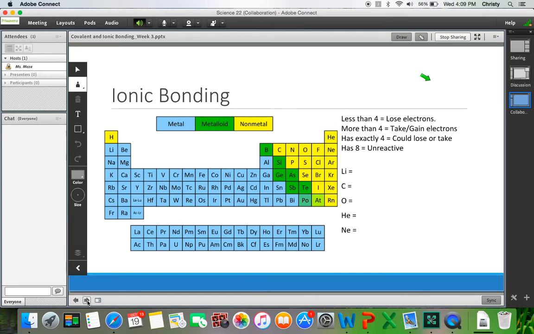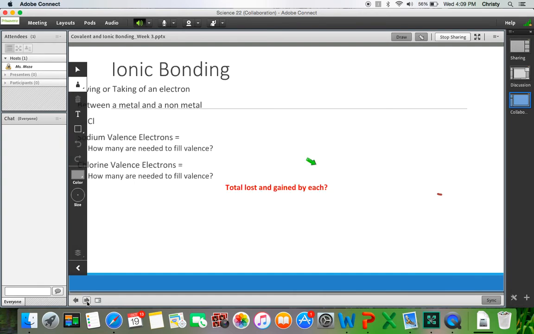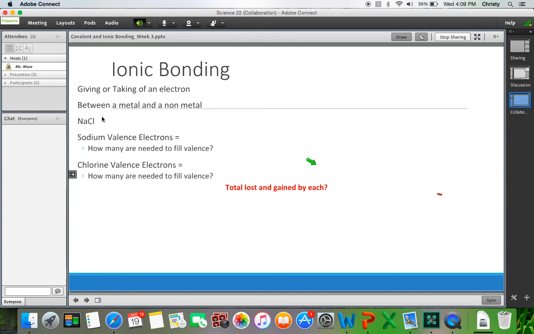Alright, now I want to talk about ionic bonding. So covalent bonding was sharing of electrons. Ionic bonding is basically taking, so gaining or losing of electrons. And it's between our metal and non-metal elements. So what I want to show you first here is a bond between sodium and chlorine. So sodium was in row 1, so it has 1 valence electron and it wants 7. And chlorine is in row 7, so it has 7 and it wants 1.